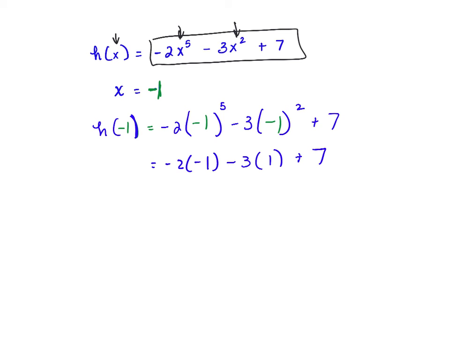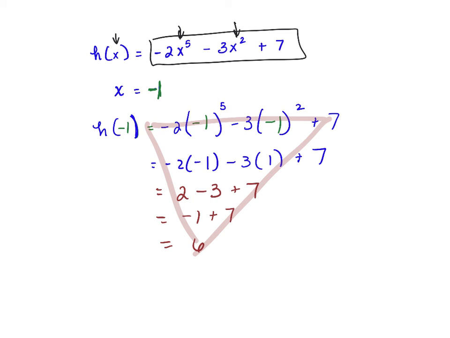I do some multiplication. Negative 2 times negative 1, positive 2. Negative 3 times 1, negative 3. Subtract and add left to right, 2 minus 3 is negative 1, negative 1 plus 7, and finally 6. Again, a nice inverted triangle, simplified down to the smallest answer. The h of negative 1 is clearly equal to 6.